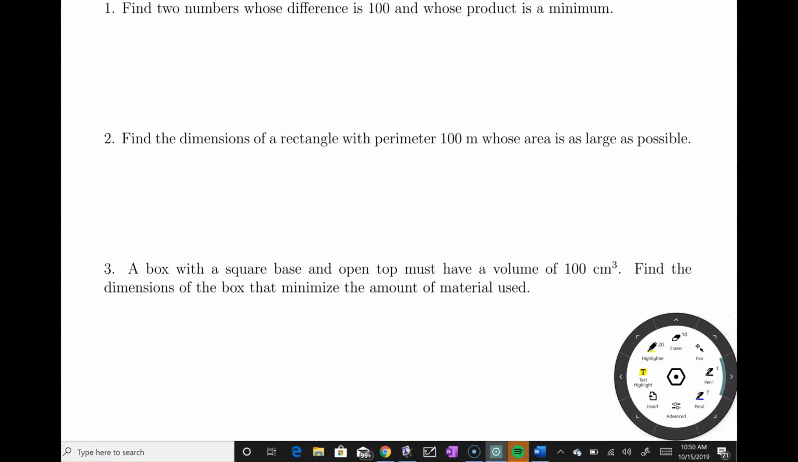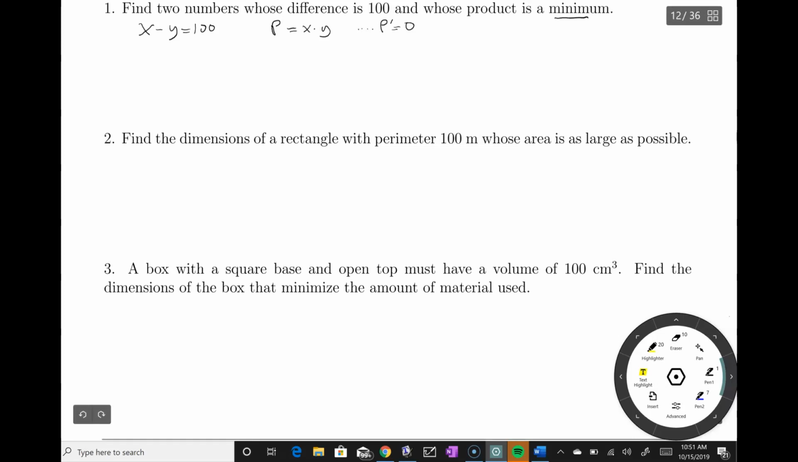All right, here we are going to find two numbers whose difference is 100. So we'll start with x minus y is 100. And that which we are trying to minimize is the product. So we're going to say p is equal to x times y. So we know that it is going to be p that we're going to be taking the derivative of and setting equal to 0 to find its critical numbers, because that's where minimums and maximums occur.